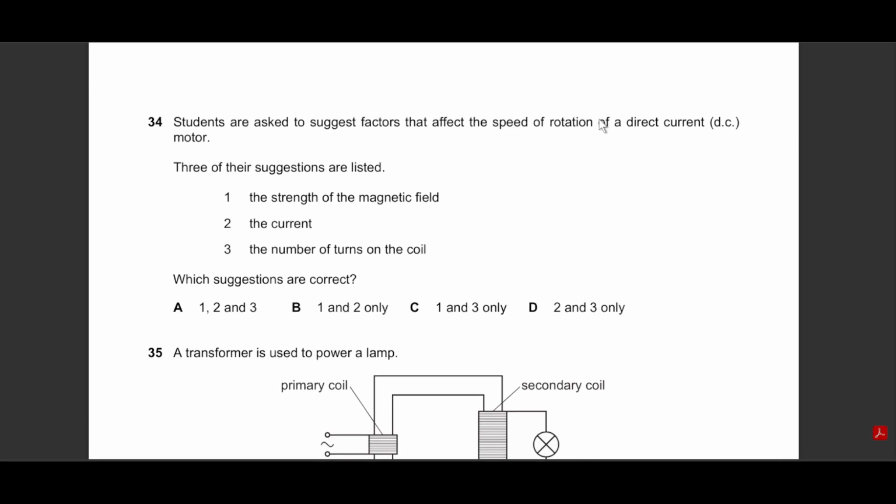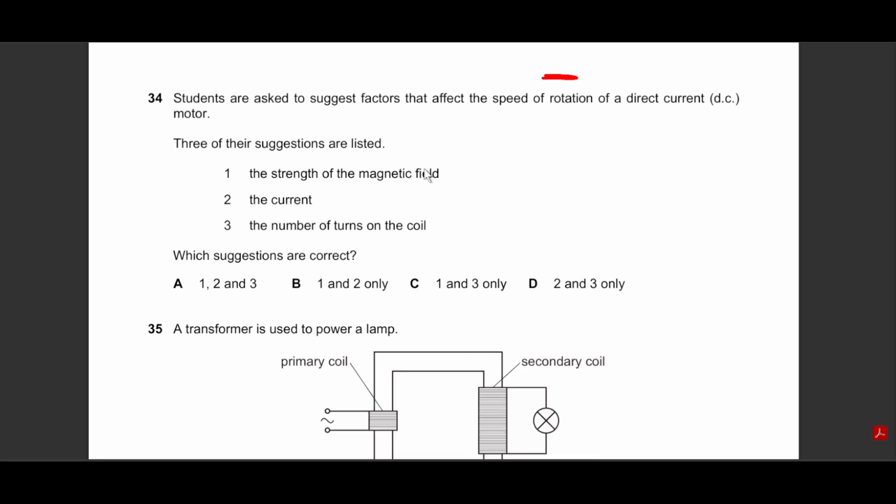34 students, speed of the rotation. This is again a question repeated already in the past. Strength of magnetic field, yes, it increases the turning effect. Current increases the magnetic field, increasing the turning effect. Number of turns of the coil, yes, more number of coils, stronger magnetic field. Interaction, which means if you want to increase the speed or affect the change, they are all 3 students, all 3 pointers.